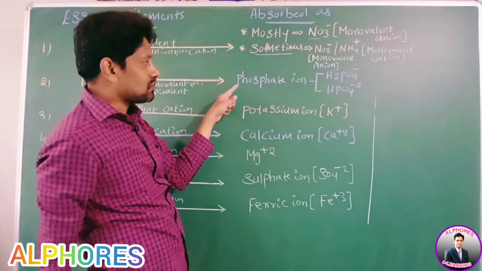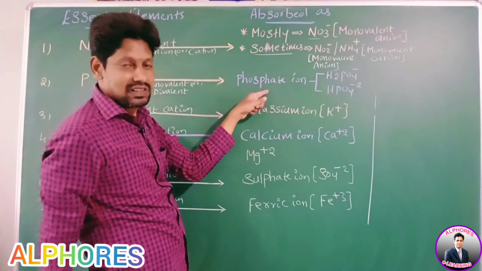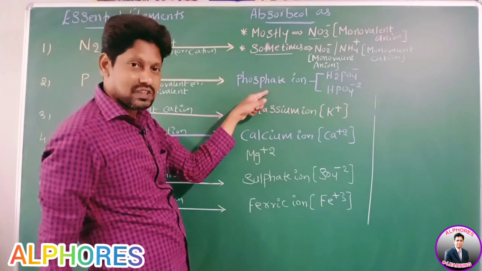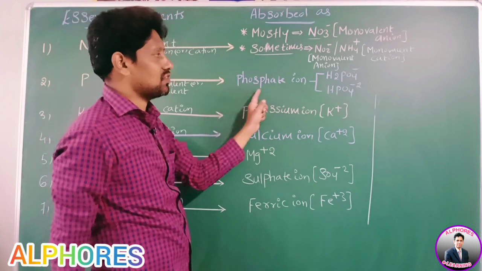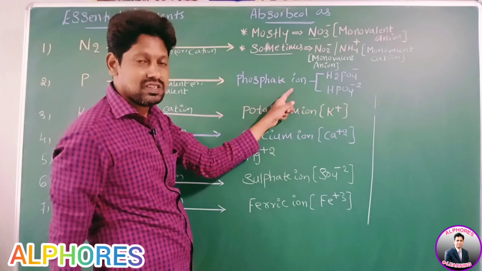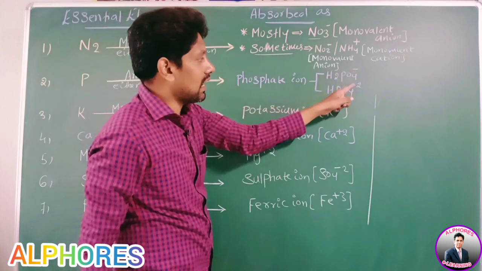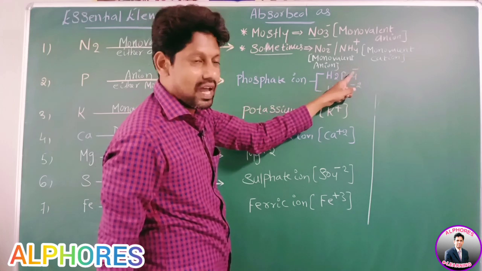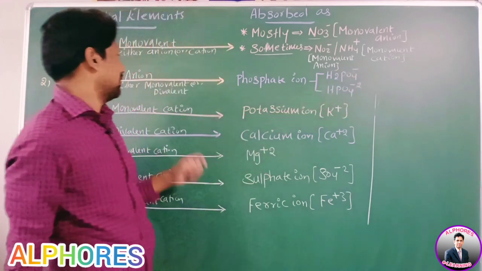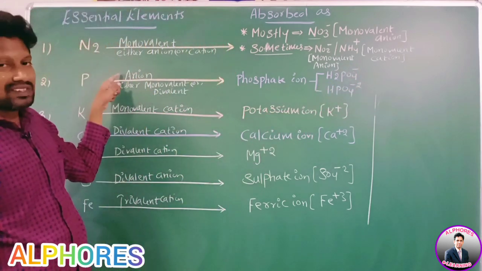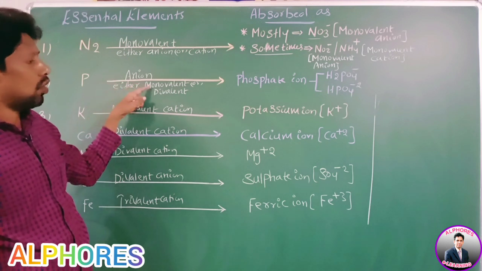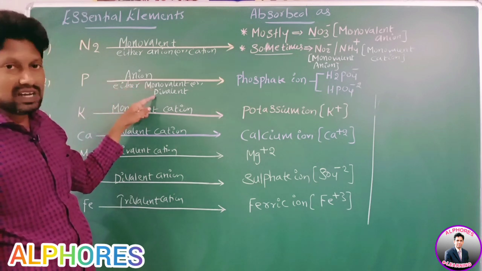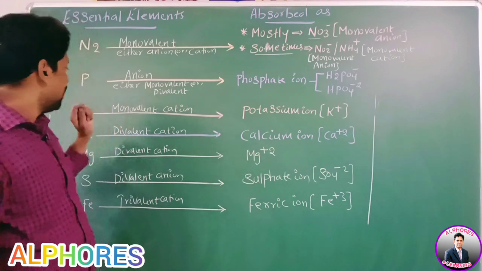Therefore, the plant is absorbing phosphorus in the form of phosphate ion, which is an anion. It may be either a monovalent anion or a divalent anion. See here, absorbed as an anion, either as a monovalent anion or as a divalent anion. Okay, go for the next one.